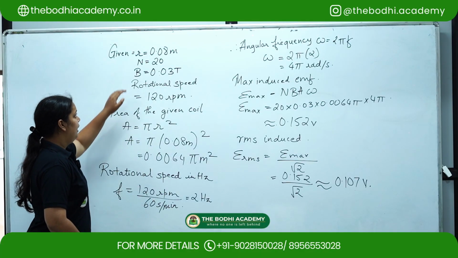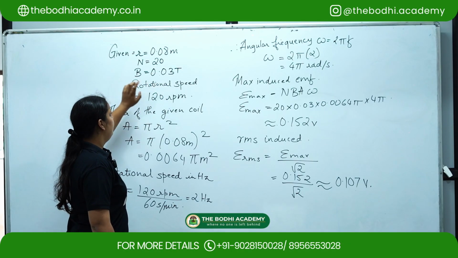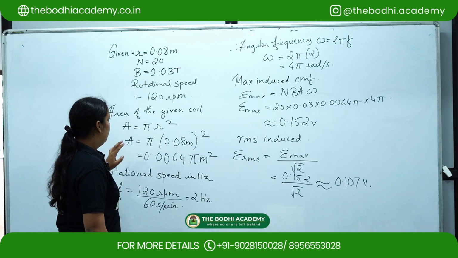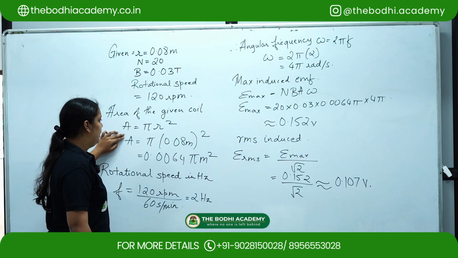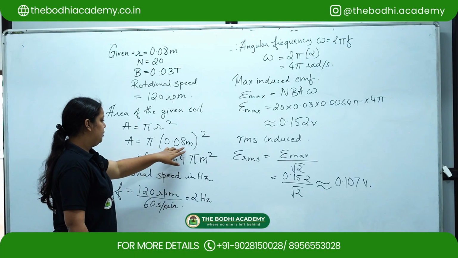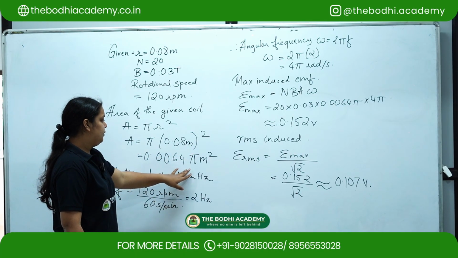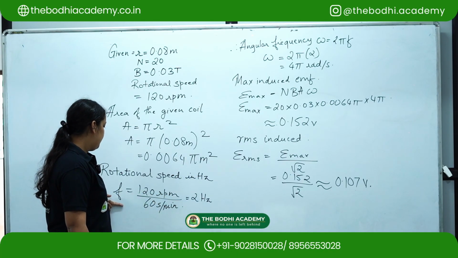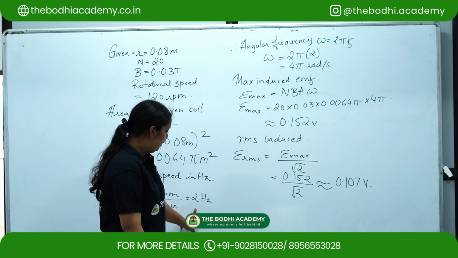Given radius R is 0.08 meter, number of turns is 20, B equals 0.03 Tesla, and the rotational speed is 120 rpm, rounds per minute. The area of the given coil can be calculated using the formula A equals pi r squared. So A equals pi into 0.08 meters the whole square, so we'll get the value as 0.0064 pi meter squared. The rotational speed in hertz can be calculated as f equals 120 upon 60 seconds per minute. So the answer will be 2 hertz.